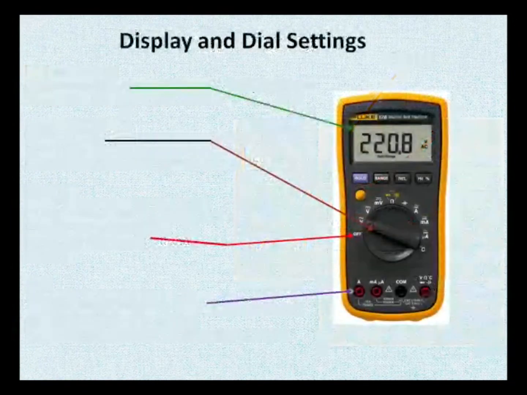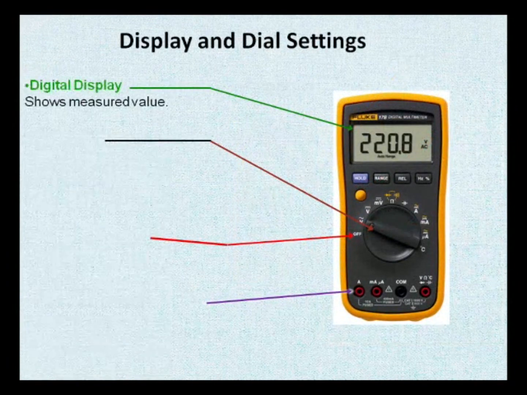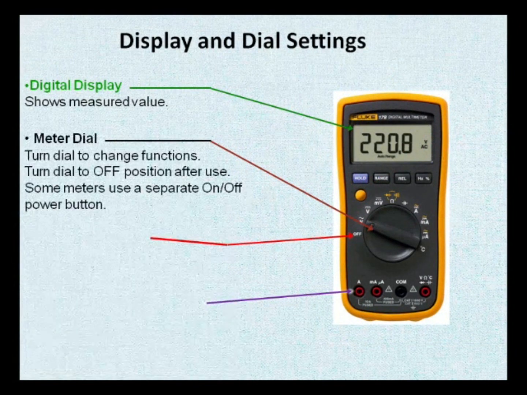All right, display and settings. Here's the digital display as opposed to an analog display. So we're just taking care of the lingo here. Meter dial, right here. You use that dial to change the functions. Turn the dial to the off position after use to save the battery. Sometimes meters use a separate on and off power button, so you just have to know what the equipment is.